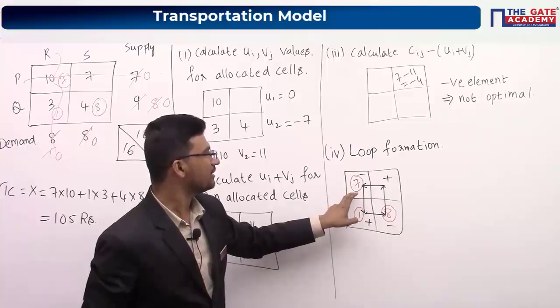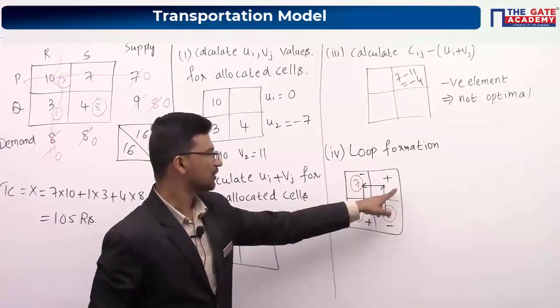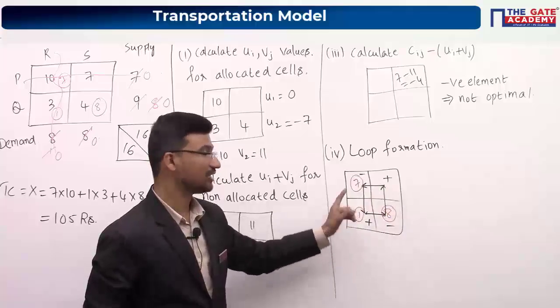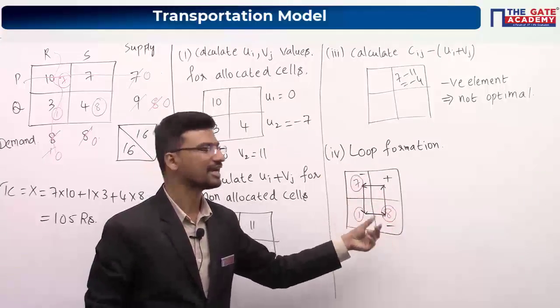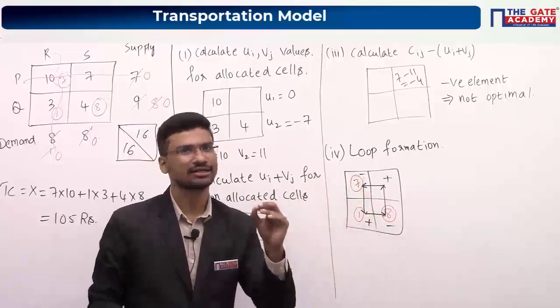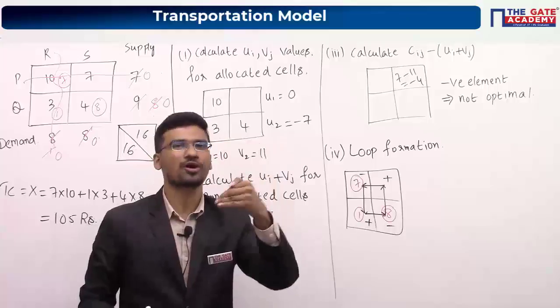So now this 7 you have to add here and you have to subtract from these two cells. So in these two cells you have to add 7 to the existing allocations, and in these two cells you have to subtract from the existing allocations. Already these points I have given to you. So if you want, you can read those points again.